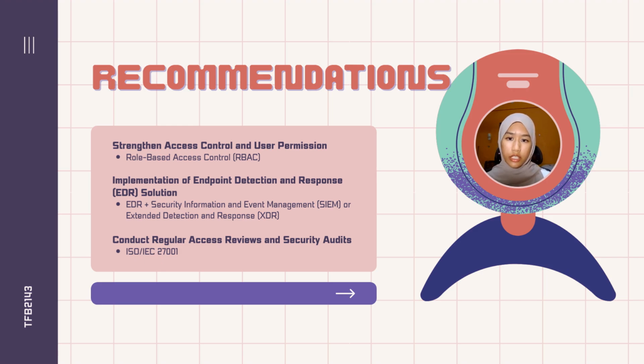Third, the organization should conduct periodic reviews of user accounts, access permissions, and audit logs to ensure that employees only have access to information required for their job responsibilities. Regular audits should be performed in accordance with the organization's information security policies and recognized standards, namely ISO/IEC 27001, to ensure that access control measures remain effective and up to date.